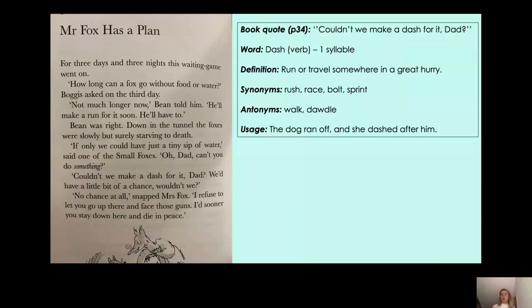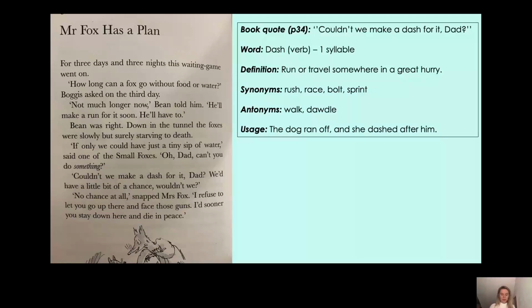So here I've used it in a different context. So in the story, the small fox wants to dash away so that they can escape from their home. And here I've written the dog ran off and she dashed after him. So the dog ran off and the owner has run after him, and she's had to run after him very quickly because the dog is probably quite a fast runner. So therefore she's had to dash. She has also had to run quickly and she's in a hurry to catch her dog. Okay, so let's carry on.